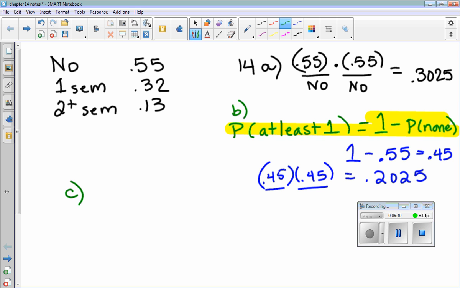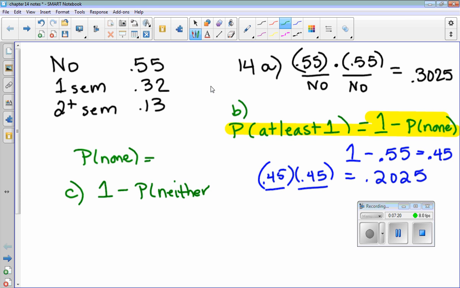Let's look at C. C says, what's the probability that at least one has had more than one semester of calculus? Okay, so at least one, well, we have the same thing I have highlighted here, right? So at least one is 1 minus the probability of none. So we need to figure out the probability of both having none, right? So let's look at that.